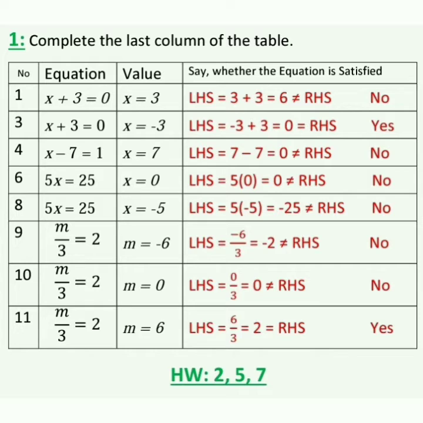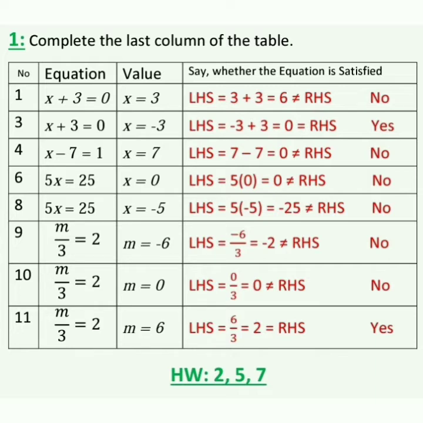It's clear everyone? Now second, x plus 3 is equal to 0 and value is x is equal to minus 3. Now substitute x is equal to minus 3 on the left hand side. Therefore left hand side is equal to minus 3 plus 3 is equal to 0. Now see here, it is equal to the right hand side. That means x is equal to minus 3 satisfies the given equation.